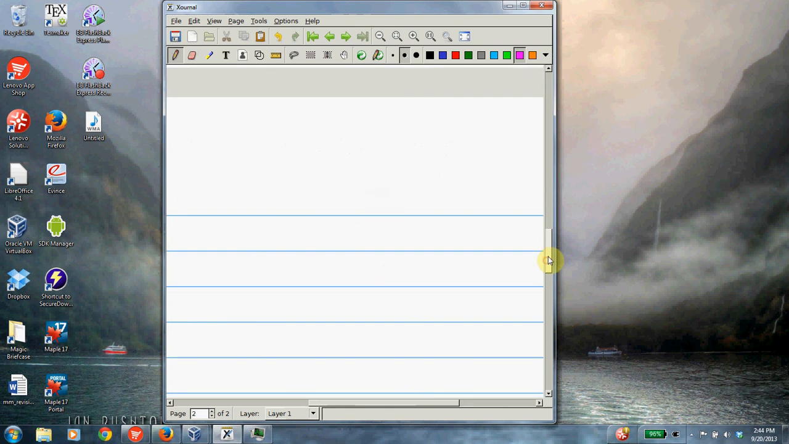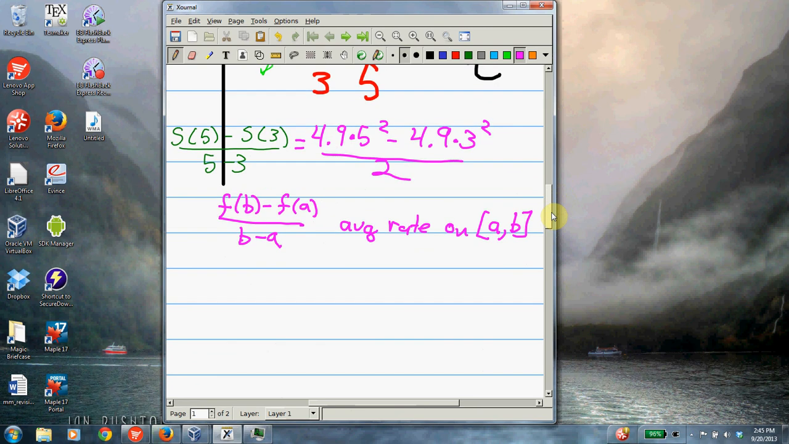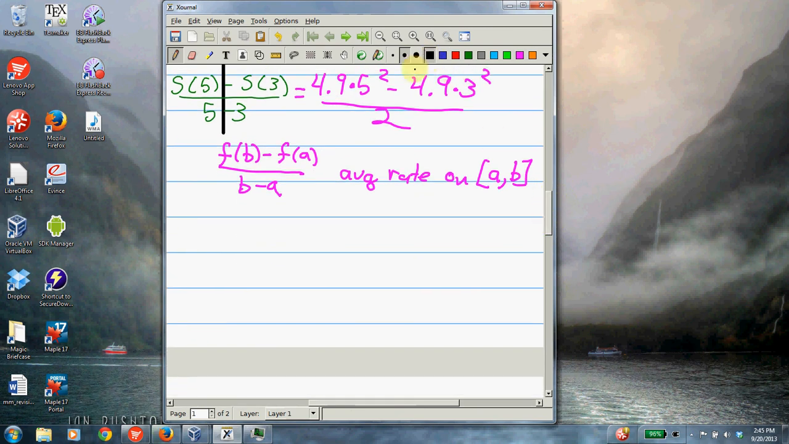So let's compare that to finding the instantaneous velocity at 3. Alright, so now let's work on a slightly different problem. So that's the average velocity over the interval between the 3rd second and the 5th second. But how fast is the thing falling at the instant 3? Instantaneous velocity when t is equal to 3.